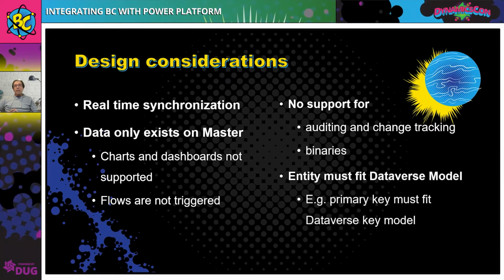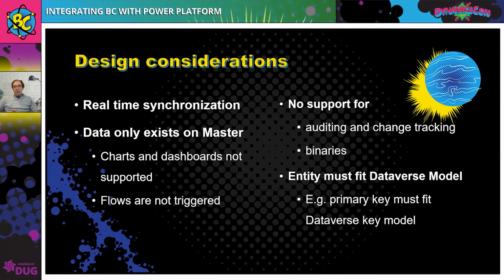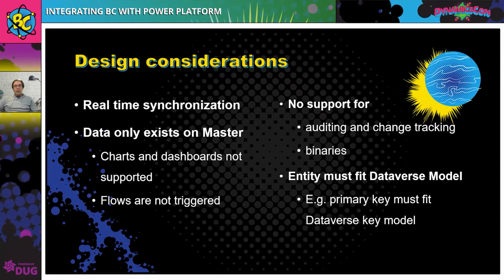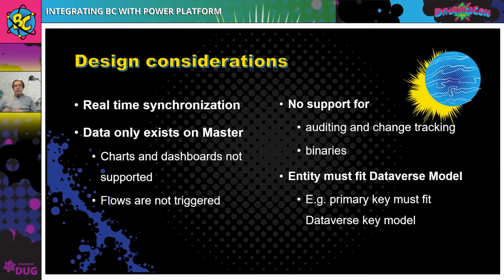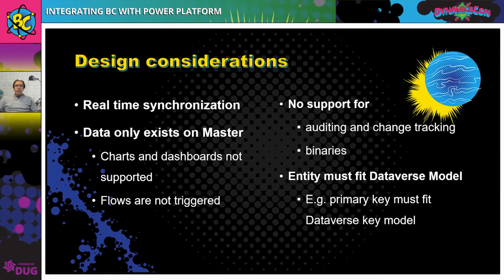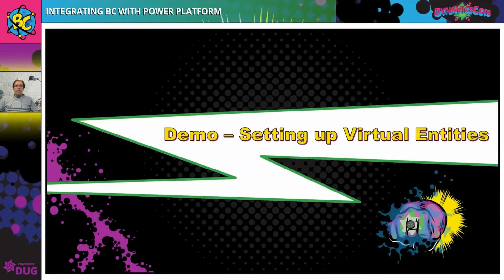Okay. Finally, the entity must fit the Dataverse model. The reason we're talking about that is that Dataverse has a pretty specific way, for example, to create the primary keys. You need to make sure that your data model or your table on the other system supports that, having a GUID as the primary key. But I think that's enough of us talking about it. Let's take a look at how all of that is going to work. So I'm going to pass it to a demo that Tharanga recorded a little while ago.